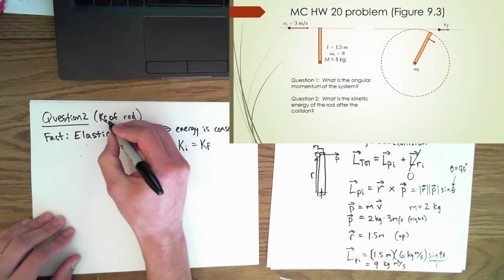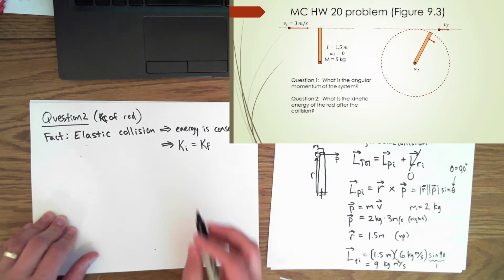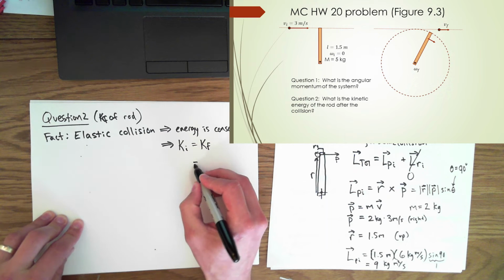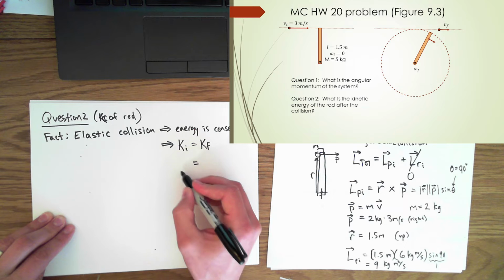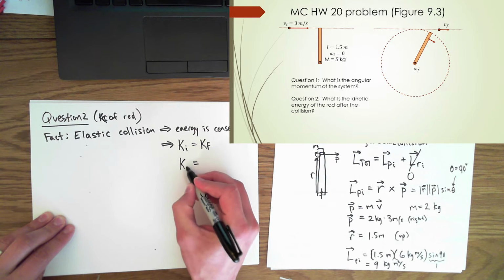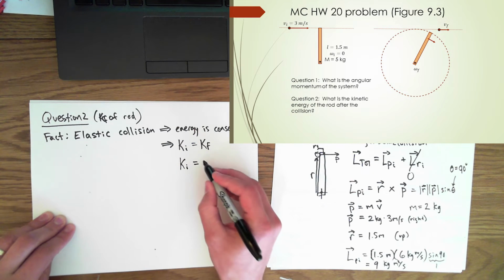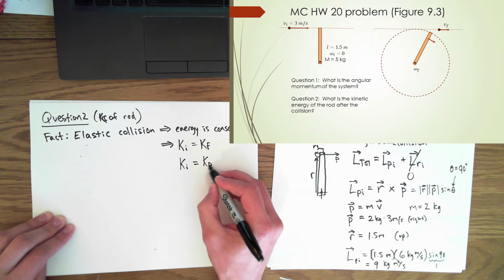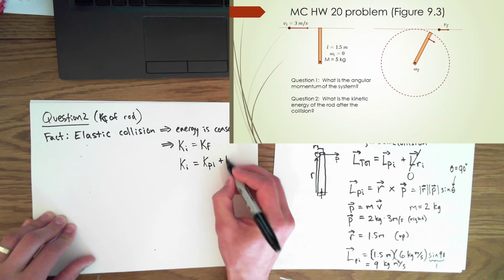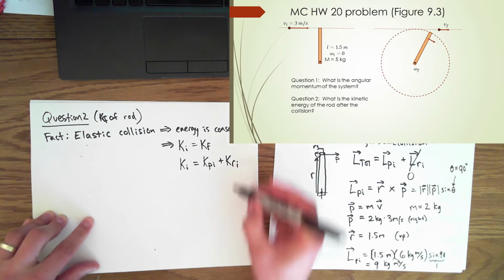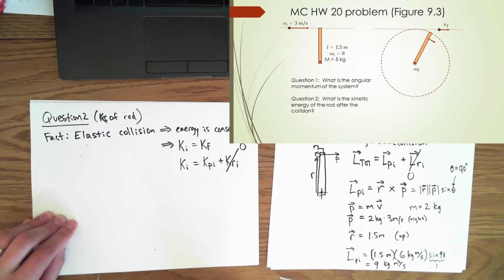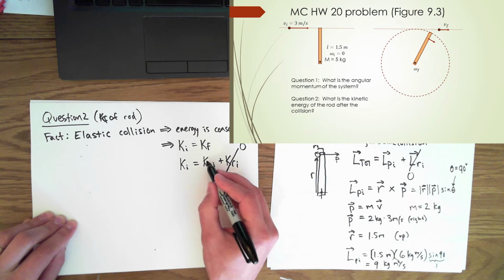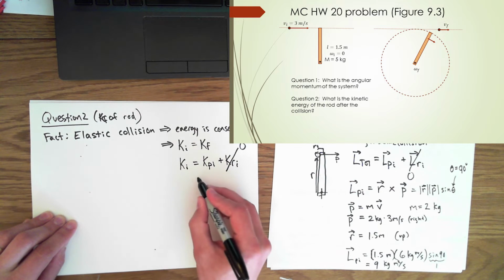Maybe this should be KRF or something like that, so the final kinetic energy of the rod. KI first. That's just going to be K of the particle initially plus K of the rod initially. And like we already said, this is 0 because the rod's not moving initially. So initial kinetic energy, we just have to figure out based on the particle.